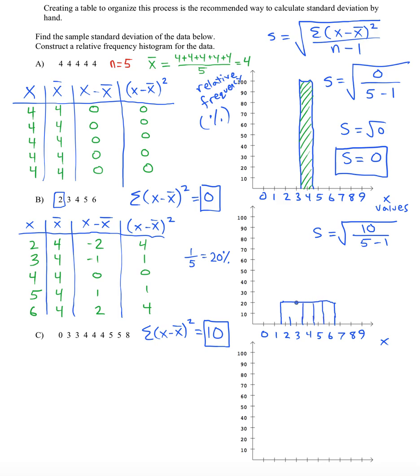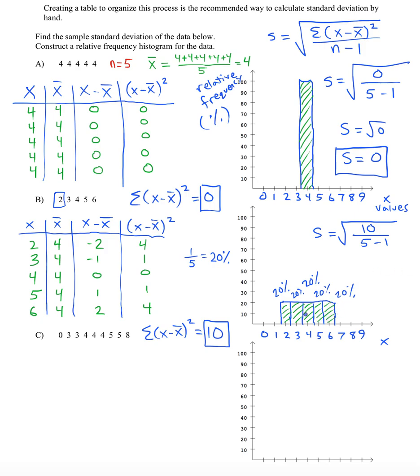And they all have the same height. 2 represents 20% of the data. 3 is 20% of the data. 4 represents 20%, 5 represents 20%, and 6, 20% as well. What does it add up to? Yeah, it's up to 100%. That's all the data. The point is, when we do a histogram, we want 100% to be represented always.